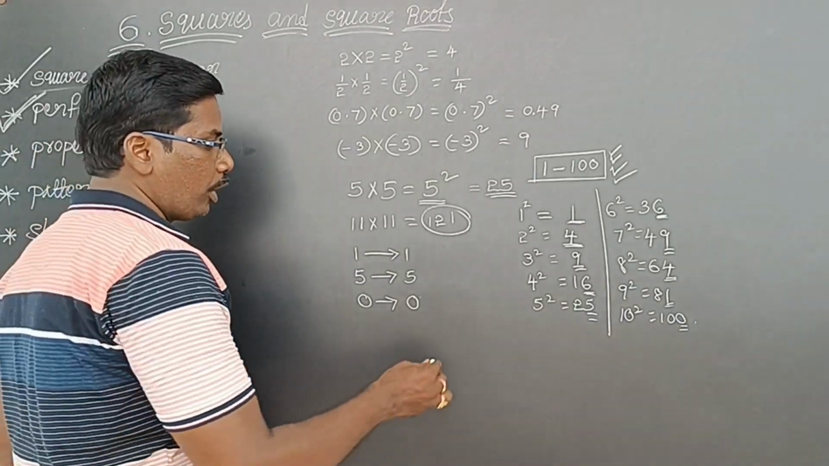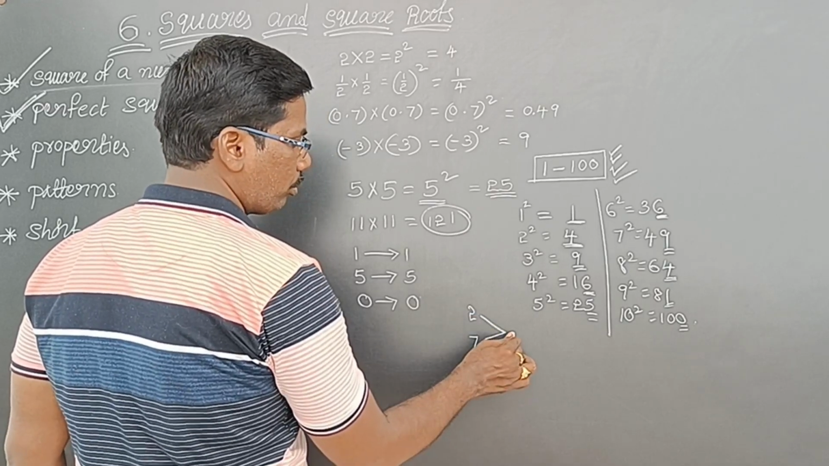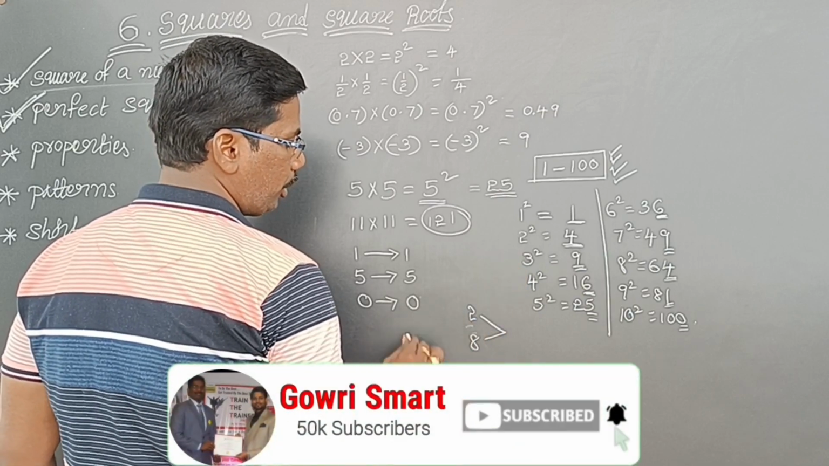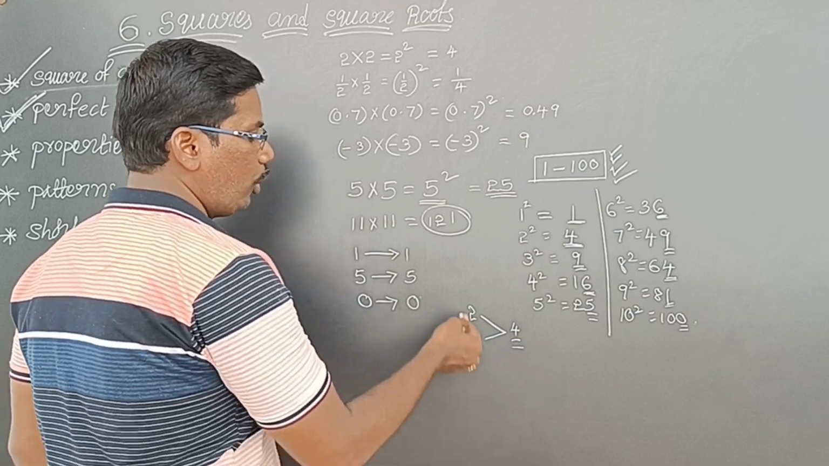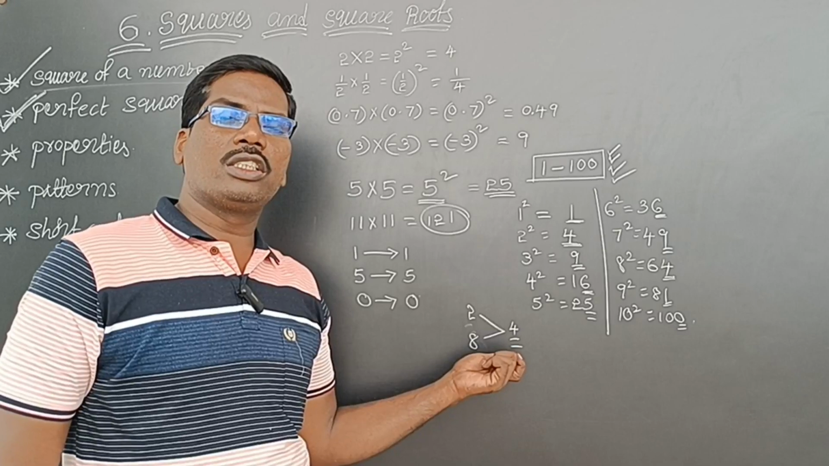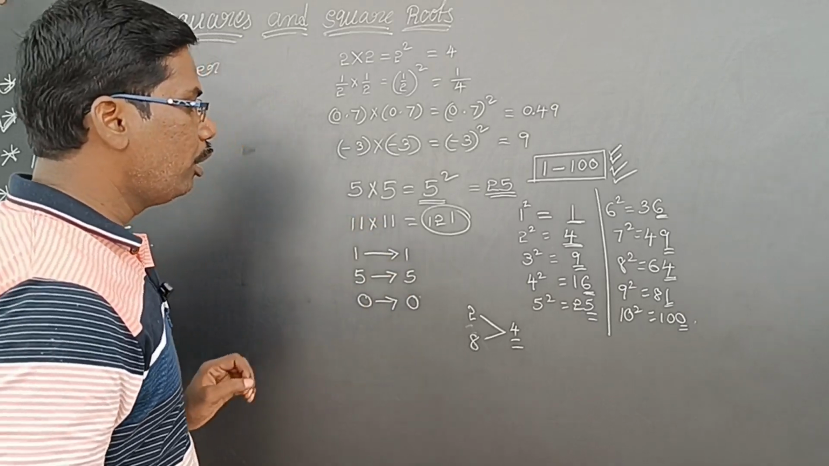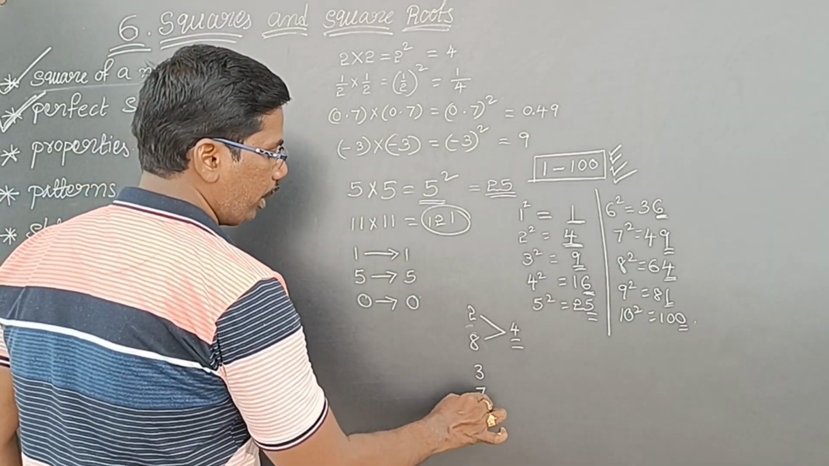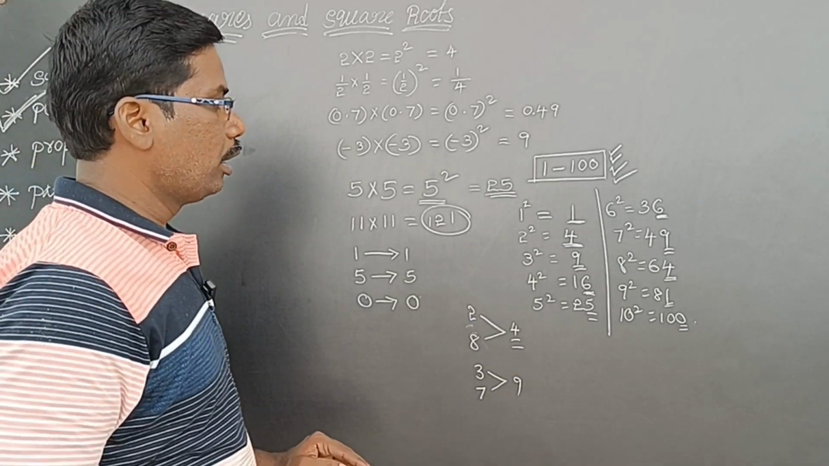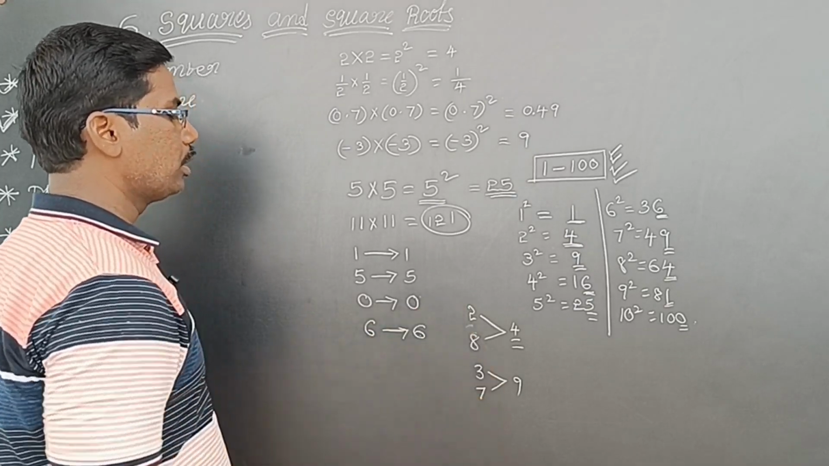Now, we'll see here. If you take 2 or 8, then you will get the square number. If you do the square of any number which has units place 2 or 8, then you will get 4 in the units place of the perfect square. Or if you take 3 or 7, you will get 9 in the units place. Next, 4 or 6 also you will get 6 only.